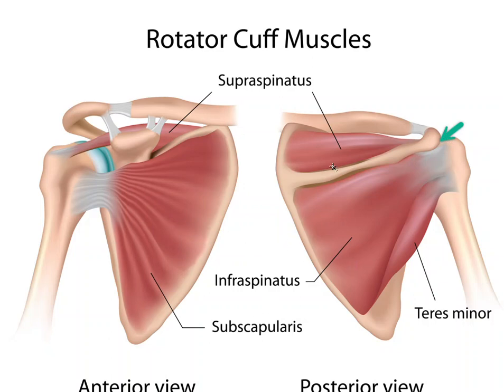This is the posterior side on the right side: infraspinatus in the infraspinous fossa going to the humerus, and then teres minor, which is right inferior to the infraspinatus, going to the posterior side of the greater tubercle. Then on the anterior side, we have the subscapularis, which comes off the subscapular fossa and goes to the lesser tubercle. And then you can see the supraspinatus going through the acromion space. These comprise the SITS muscles.